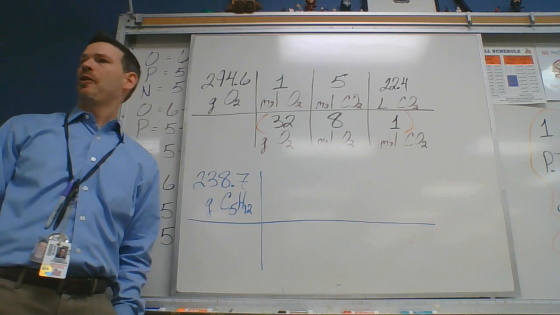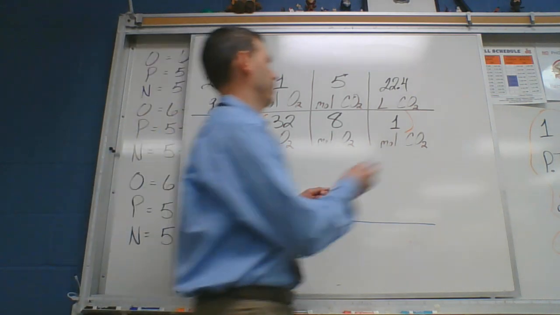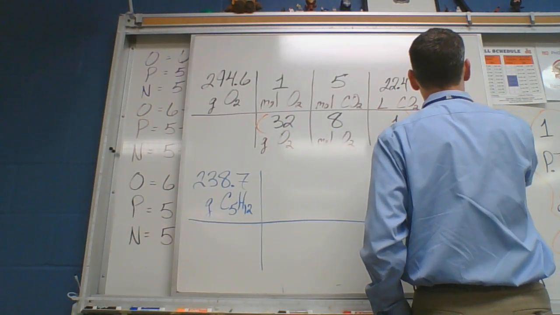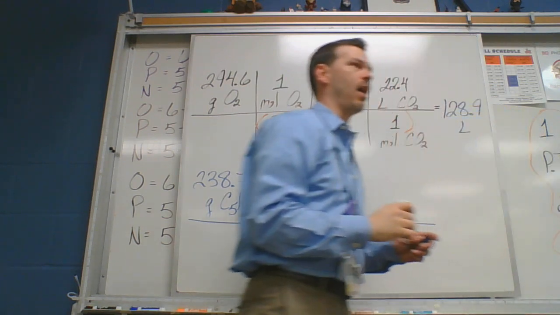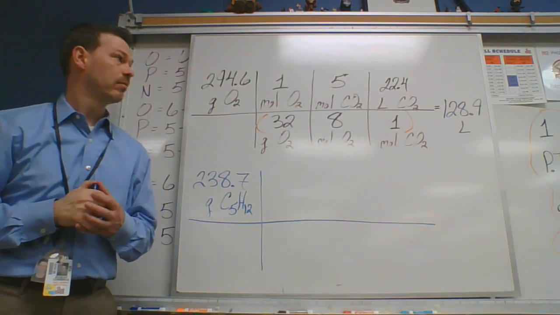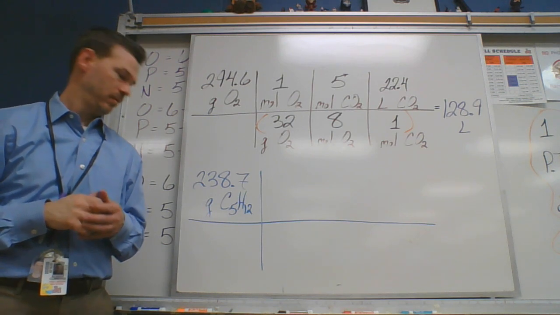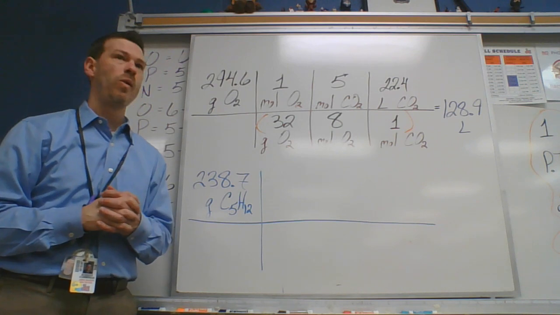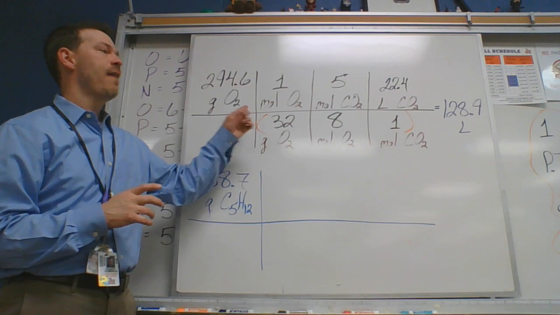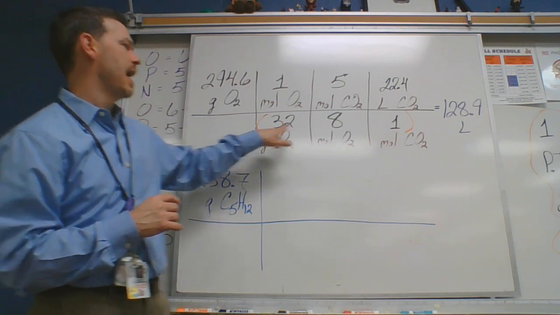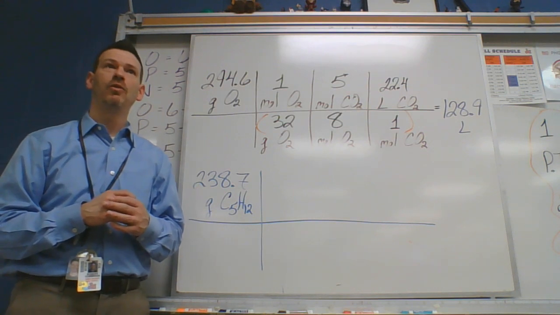Would anybody like to share their theoretical yield? You can just say it. It's exactly what I get. I get 128.9 liters of carbon dioxide for the top grid. If you ran that grid and got a different answer, it's because you did not use these orange parentheses correctly. All right? You've got to do it.